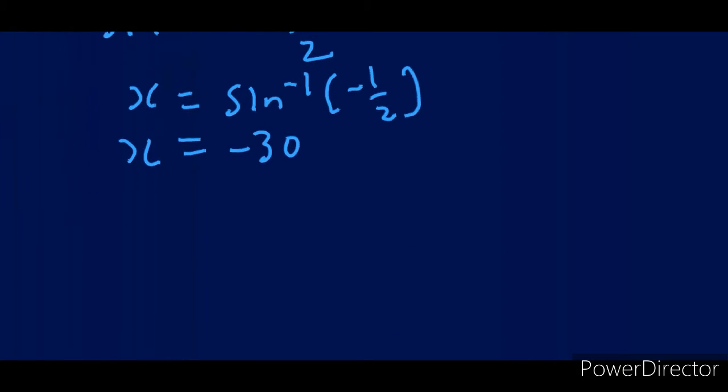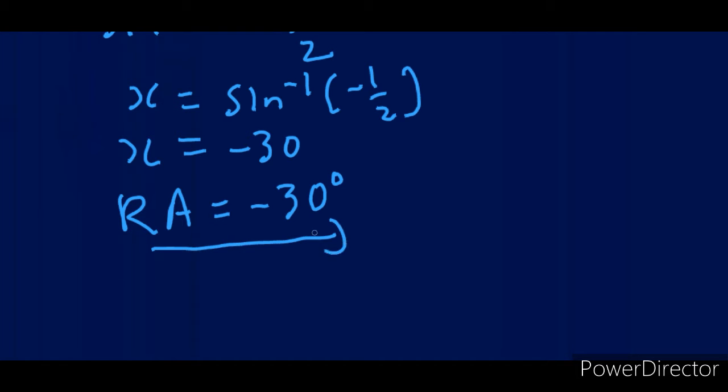So we call this the reference angle. So we can say a reference angle is -30. We have to get our general solutions. What are general solutions? What are we talking about? How do we use reference angle in general solutions?